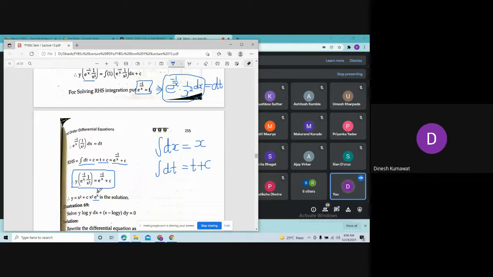So e to the power 1 upon x, and here in the denominator there is x square, so you multiply this whole equation by x square. Is the solution clear? Yes, is the solution clear?